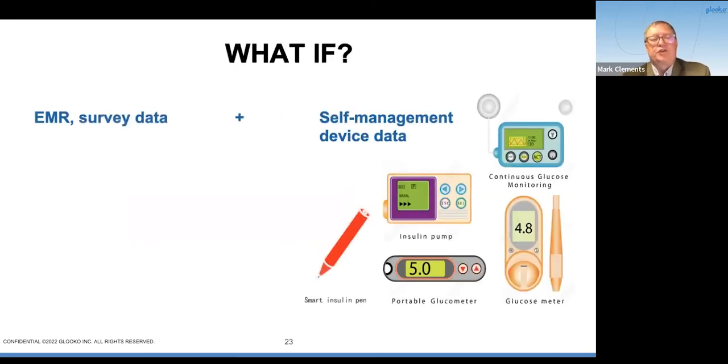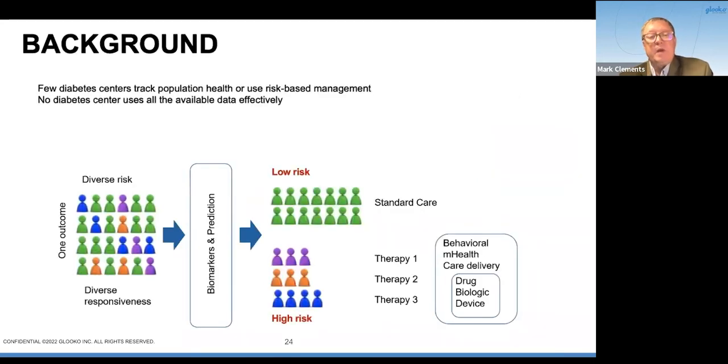So back to my question, what if we could combine data from the electronic medical record, as well as survey data that we might collect in the due course of business and clinical care, for instance, from our intake forms at the point of clinical care, as well as self-management device data? So data coming from blood glucose meters, continuous glucose monitors, insulin pumps, the newer hybrid closed loop insulin pumps, and the smart insulin pens that are about to make a splash in the marketplace globally. Then we might be able to transform the way we conduct population health.